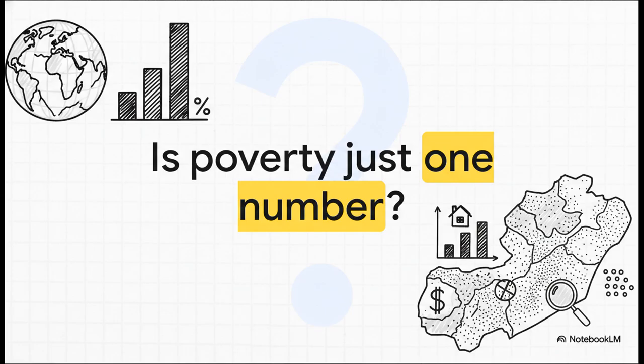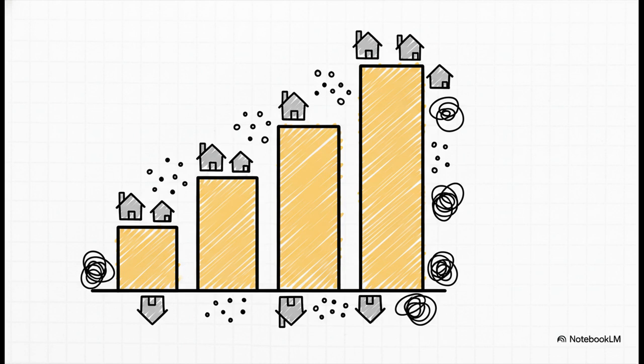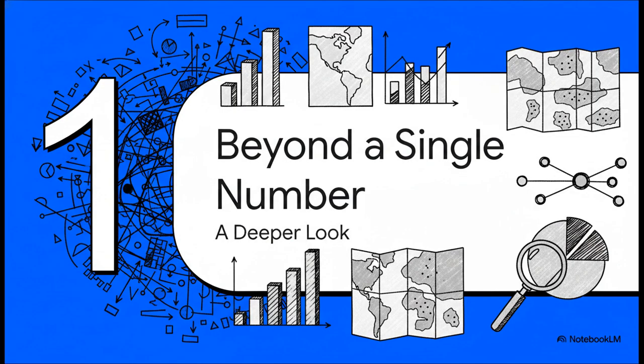I mean, really think about that. When you hear a poverty rate, it's almost always just one percentage for an entire country or a region. But can one number really tell you everything that's going on? Because what if that single number is masking the real, on-the-ground experience? What if it's hiding these crucial patterns and details that could totally change how we decide to fight poverty in the first place?